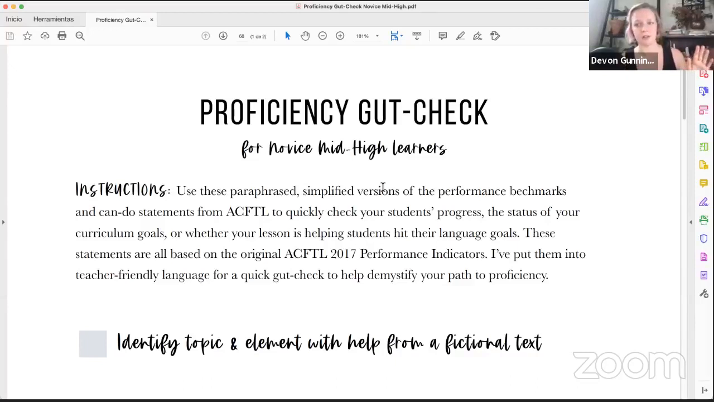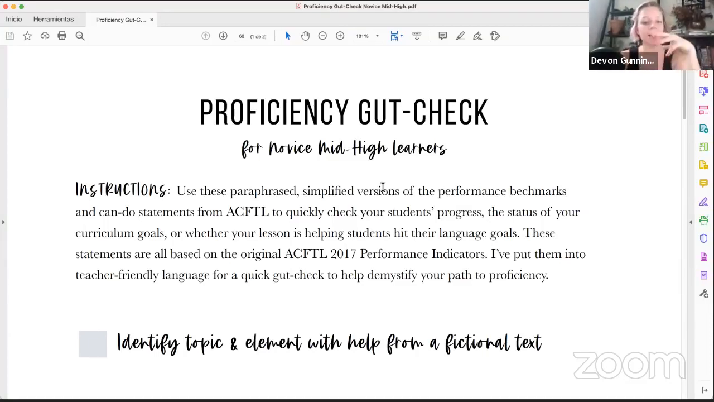Now, I am practical. I'm the queen of practical and comprehensible. It's all about everything that I do. So when it came to proficiency, I really wish that I had this when I was in the classroom, because I would have used those proficiency benchmarks much more on a daily basis. So I have something that I hope that you can use.